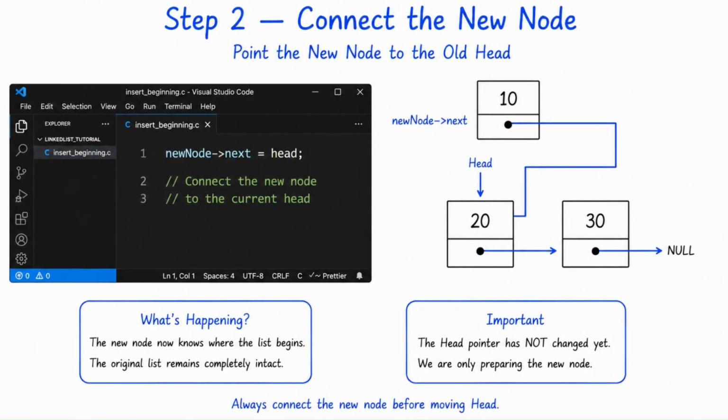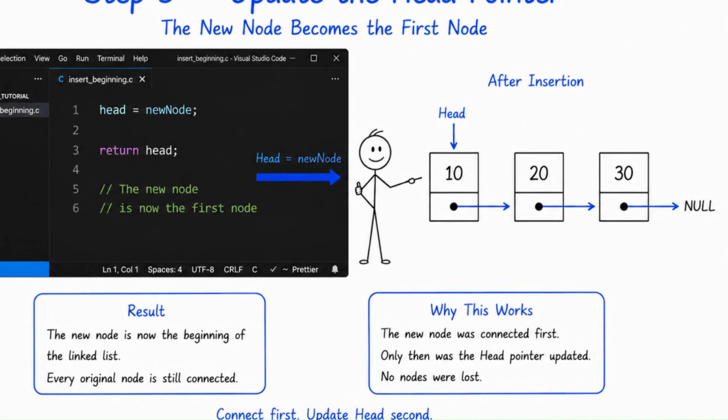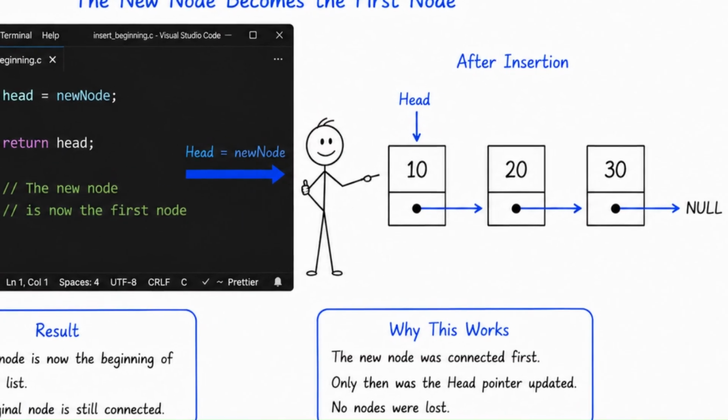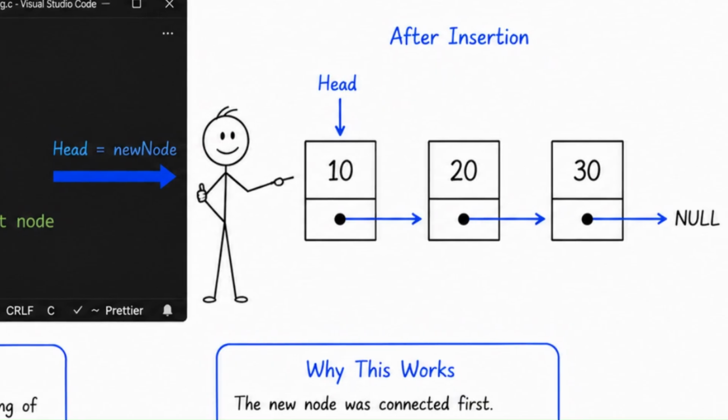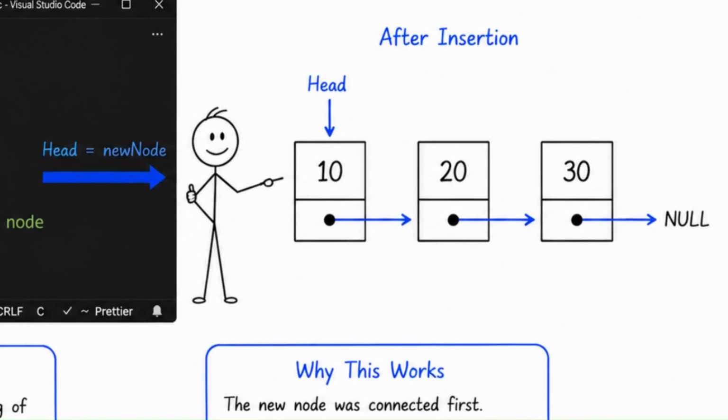But hold on, we aren't done. Step 3 is absolutely vital. We have to update the head pointer itself to anchor onto our new node 10. The after state perfectly shows our brand new continuous chain, head to 10, 10 to 20, 20 to 30.